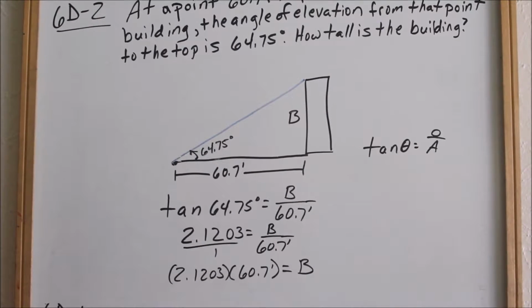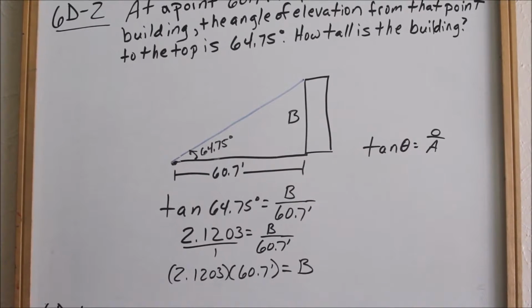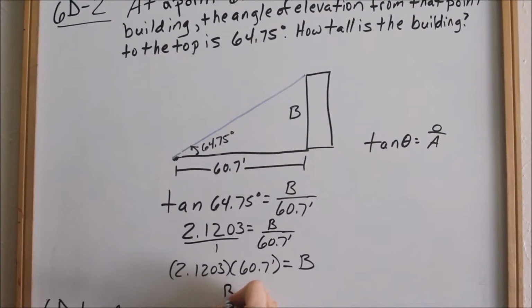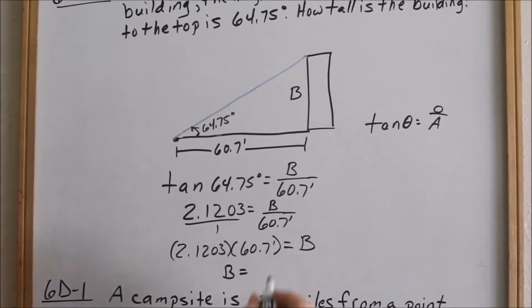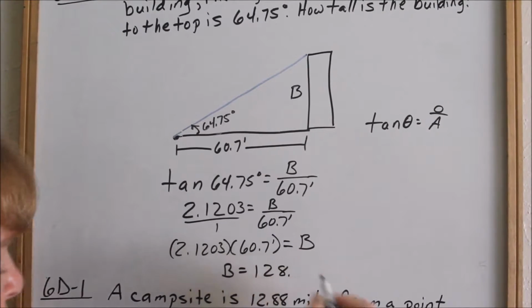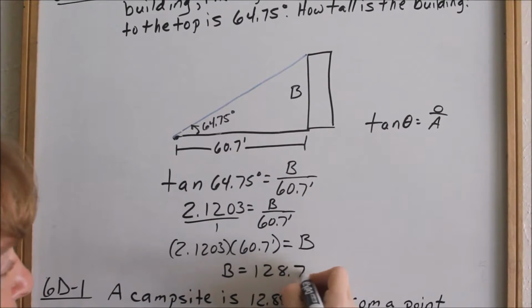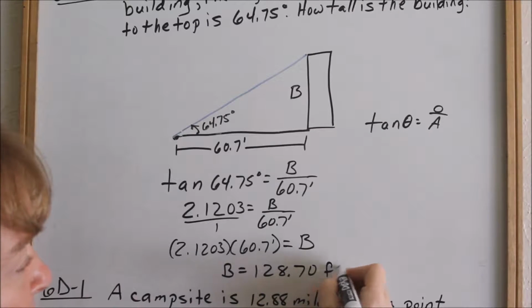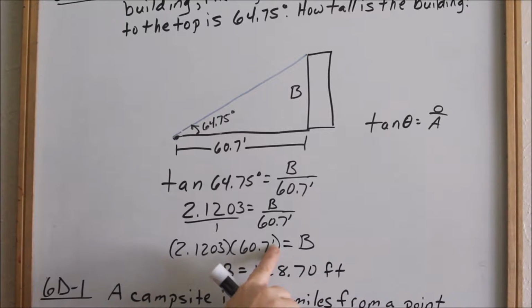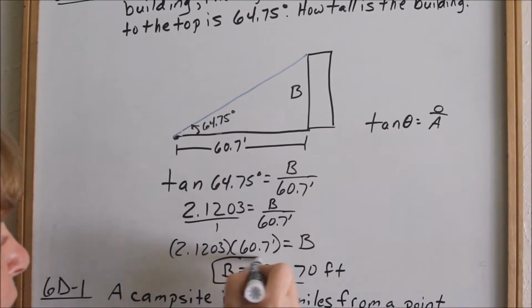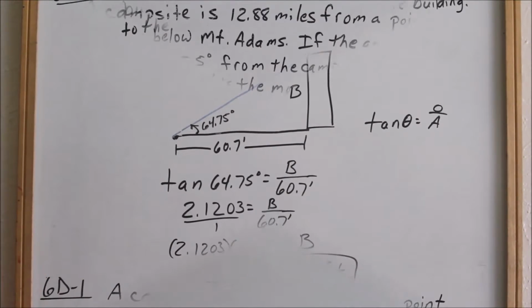Then take your tangent of 64.75 degrees, multiply it by 60.7, and you get B, the height of the building, 128 point, and I usually take it to 2 decimal places. Then the units that you had on here were feet. See, that's the unit that you had, feet. Be sure and put units. So the height of the building is 128.7 feet.